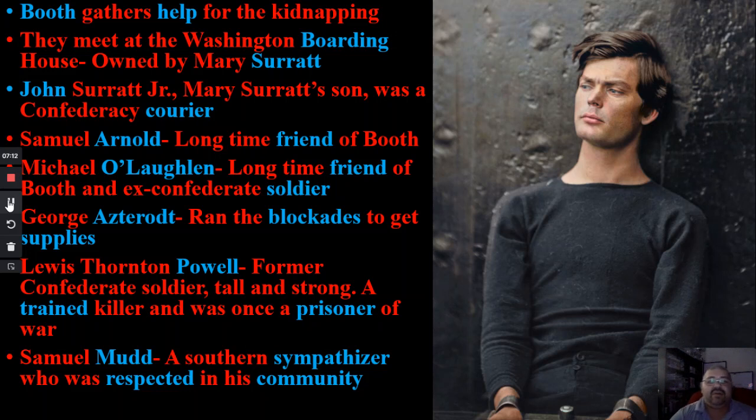So Booth gets help from some people, and they all meet at the Washington boarding house, which is owned by this woman named Mary Surratt. Now, keep that name in the back of your head, because next week her name's going to come back again, and she makes history, U.S. history, and you'll find out how next week. Now, her son, John Surratt Jr., is part of the conspiracy. And the thing is, he was a Confederate courier. Couriers are people who basically deliver small packages, letters, things like that. So he's pretty good at hiding things on him and being able to deliver things.